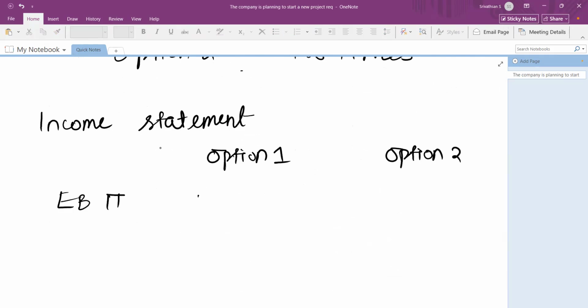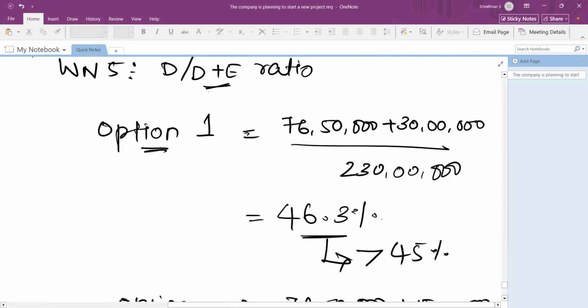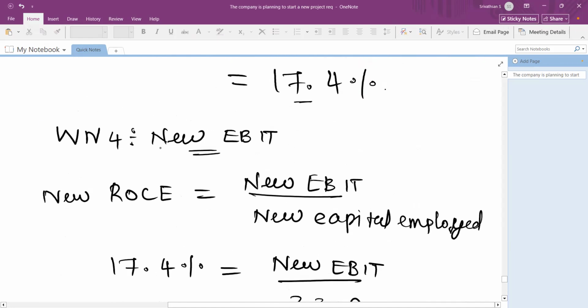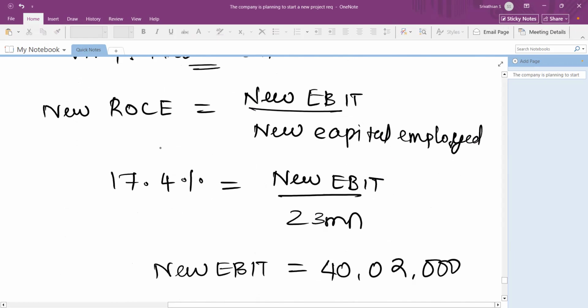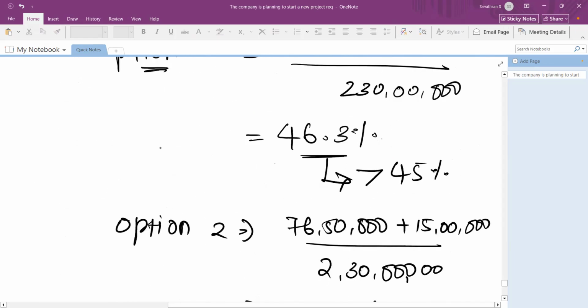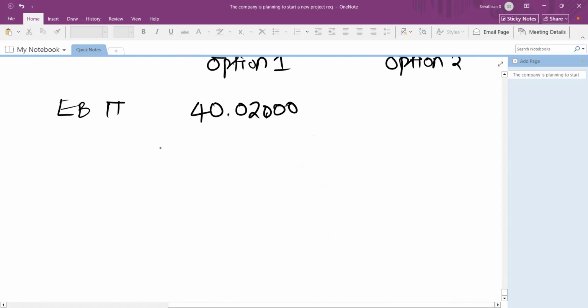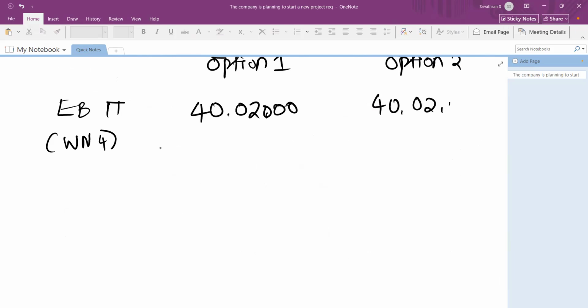First, EBIT. What is the new EBIT? It is 40 lakh 2,000. That is what we calculated in working note number 4. New EBIT is 40 lakh 2,000. So this is coming from working note 4, 40 lakh 2,000. From EBIT, what do we have to subtract?